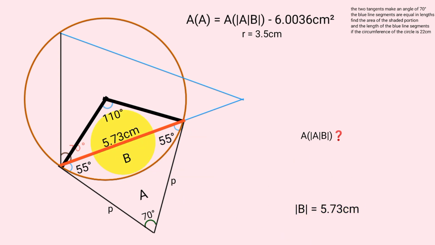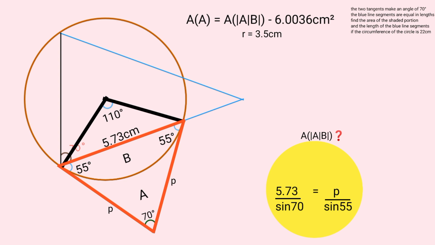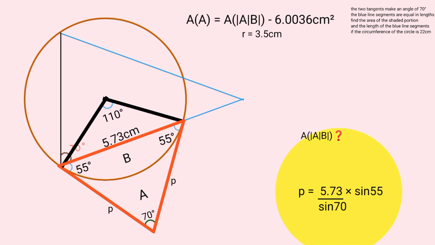Substitute here now. To find the length of this side here, we can use the sine rule. So using the sine rule, 5.73 over sine 70 degrees equal to P over sine 55 degrees. Making P the subject, P equal to 5.73 over sine 70 degrees times sine 55 degrees, which if you press your calculator equal to 4.995, approximately equal to 5. So P equal to 5 centimeters.